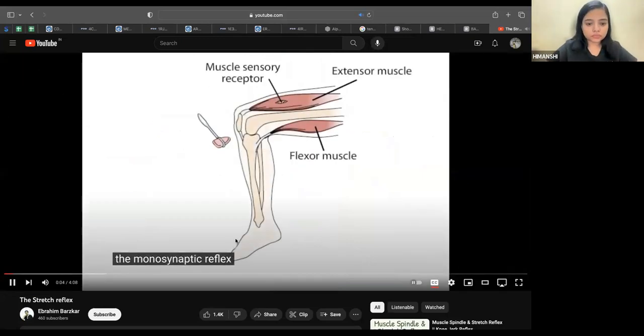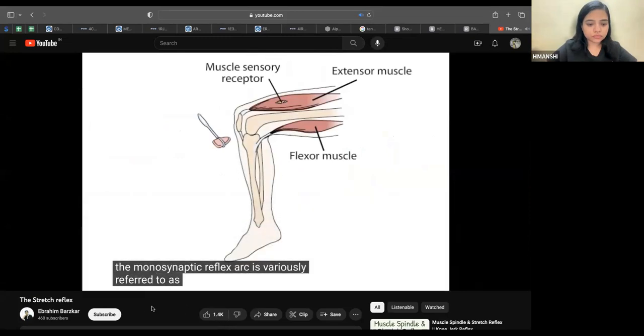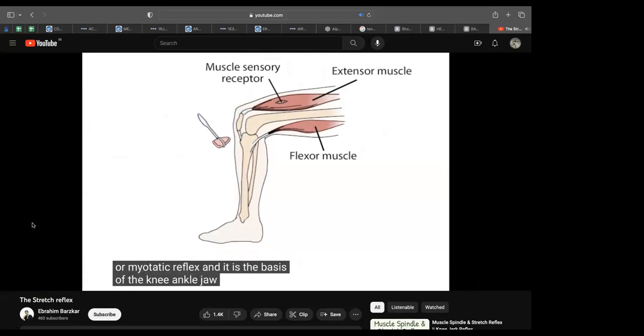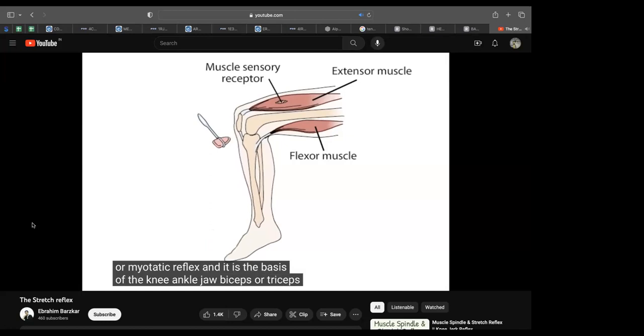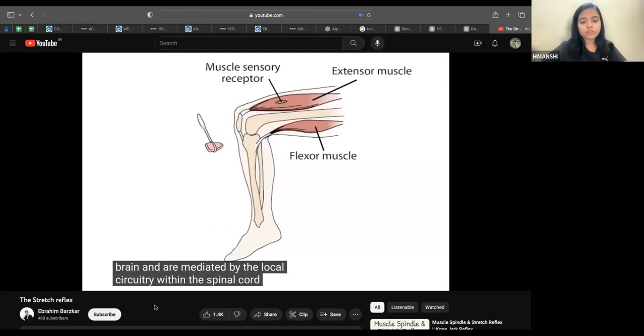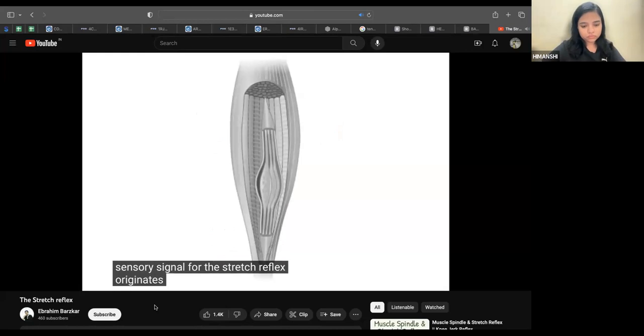The monosynaptic reflex arc is variously referred to as the stretch, deep tendon, or myotatic reflex, and it is the basis of the knee, ankle, jaw, biceps, or triceps response tested in a routine physical examination. These reflexive responses are too rapid for involvement of the brain and are mediated by the local circuitry within the spinal cord. The sensory signal for the stretch reflex originates in muscle spindles, the sensory receptors embedded within most muscles.